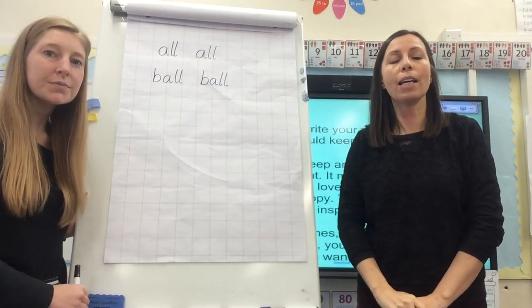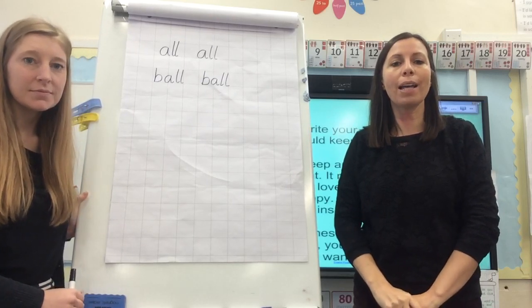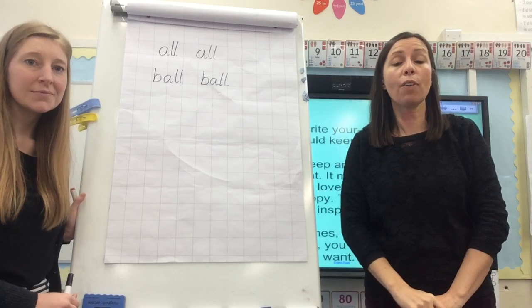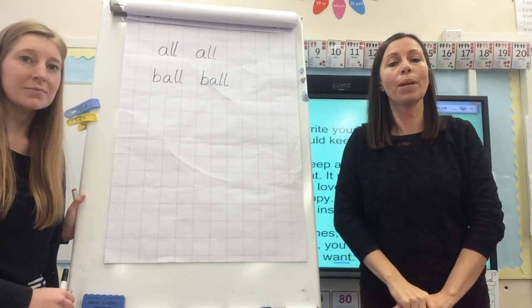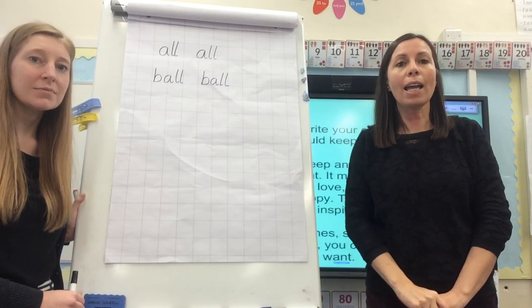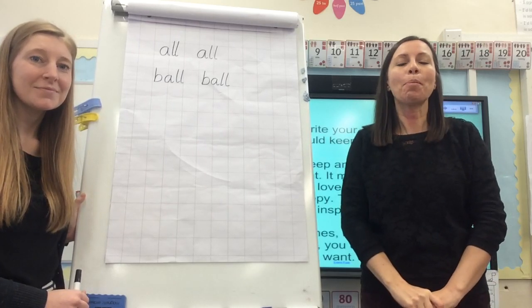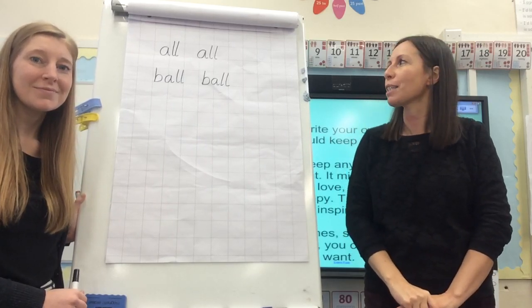So yesterday we looked at the poem 10 Things a Wizard Would Keep Under His Hat, and we identified nouns in it and you drew pictures of them. Today we're going to have a go at writing our own poem, but before we do that, can we have our spellings please, Miss Oliver?